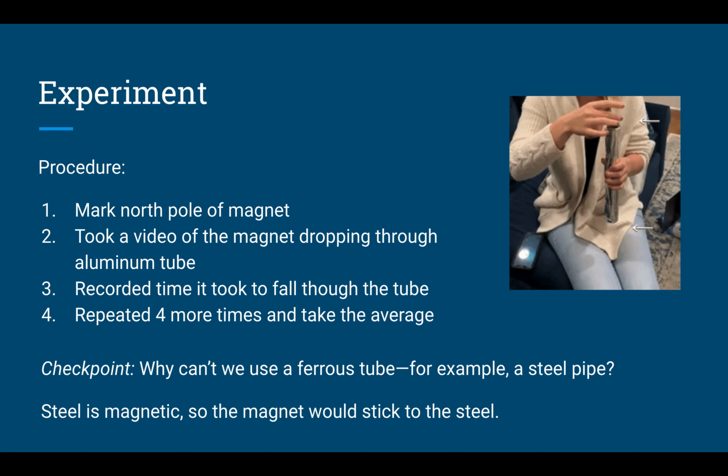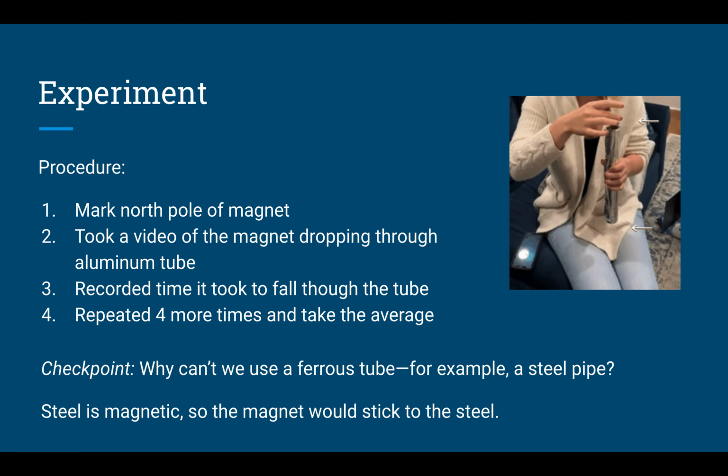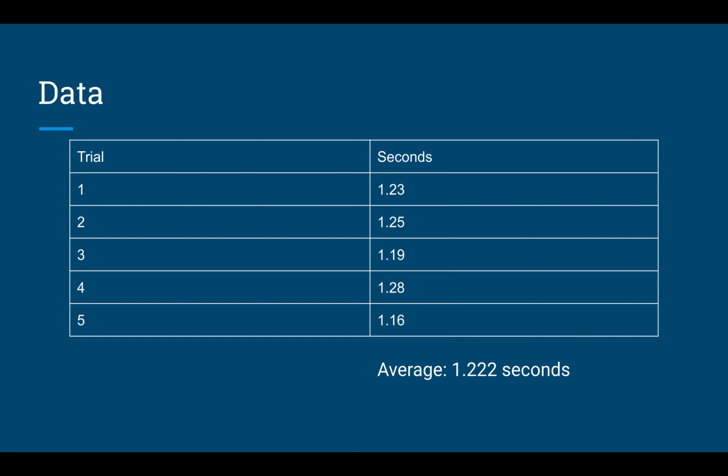In this lab, we first found the north pole of the magnet and then dropped it through the tube, took a video of the magnet, and then recorded the time and repeated it 4 more times and took the average of the 5 experiments. We had to use an aluminum tube in the experiments and not a ferrous tube so that the magnet would not be attracted and stick to the tube, such as it would if the tube was made out of steel. Here's my data for the 5 trials. Like I said before, I found the average time to be 1.222 seconds.